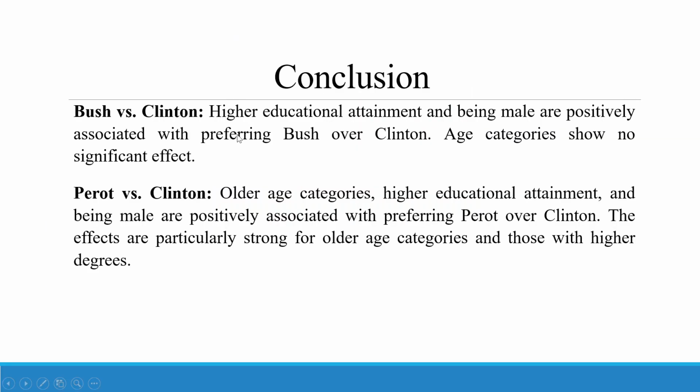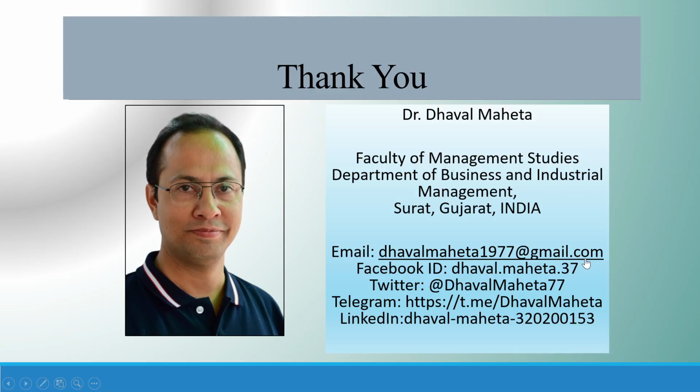So what is our conclusion? Bush versus Clinton. Clinton is a benchmark category. Higher educational attainment and being male are positively associated with preferring Bush over Clinton. Age category shows no significant effect. Parrott versus Clinton. Older age categories, higher educational attainment, and being male are positively associated with preferring Parrott over Clinton. The effects are particularly strong for older age categories and those with higher degrees.